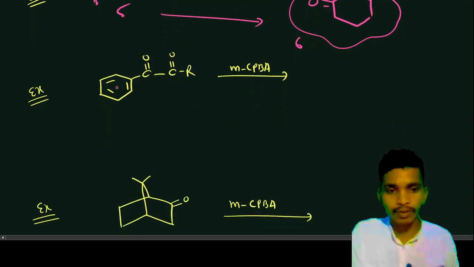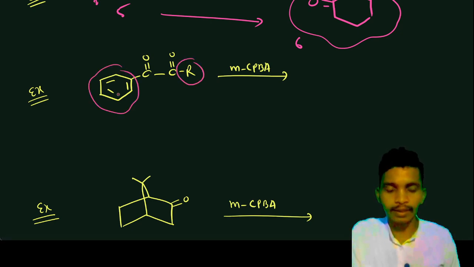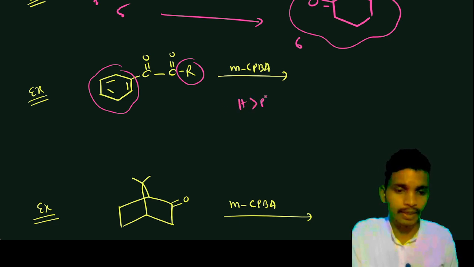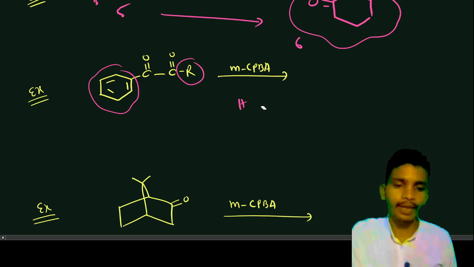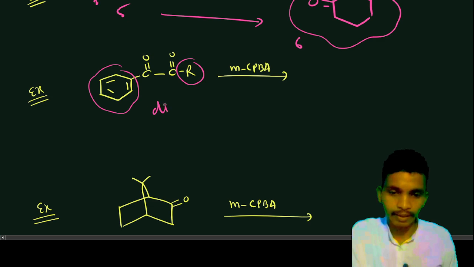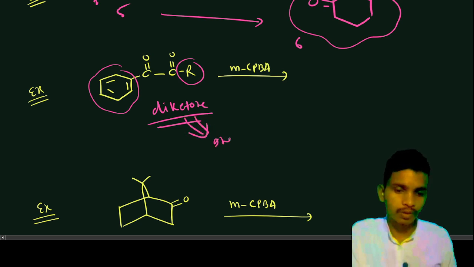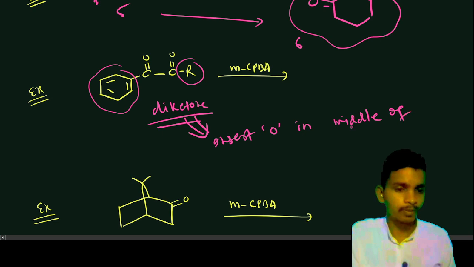Now in this example also we can solve it. Here this is the phenyl ring and this is the alkyl group. So we know that first is hydrogen, then phenyl, then alkyl group. So O will be inserted accordingly. Okay, whenever we have diketones, at that time insert O in the middle of the two ketone groups.